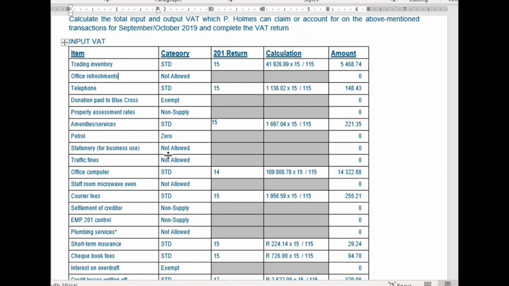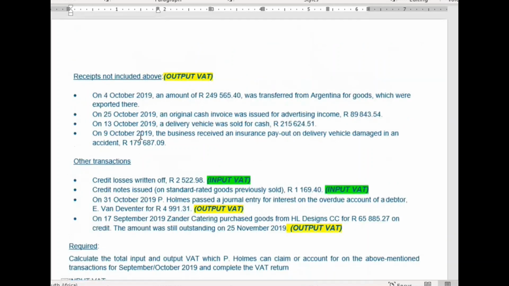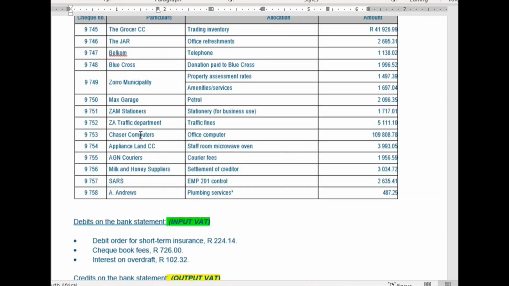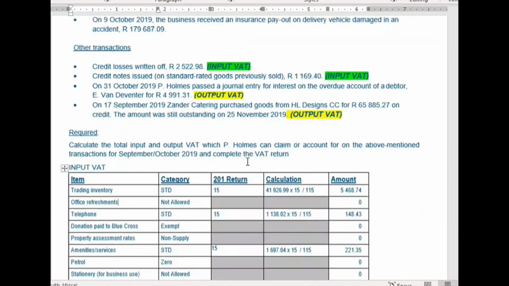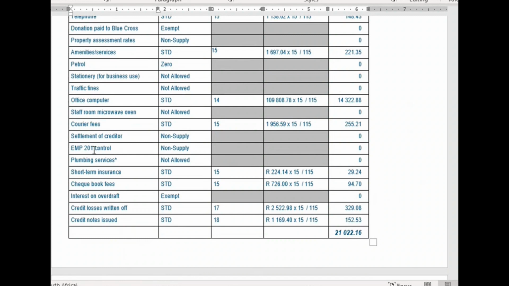Stationery for business use. Why did I say stationery for business? Can I just see why on earth? That's a mistake, guys. Sorry. I just want to see what was put in here. Okay, I will have to go back and change this.